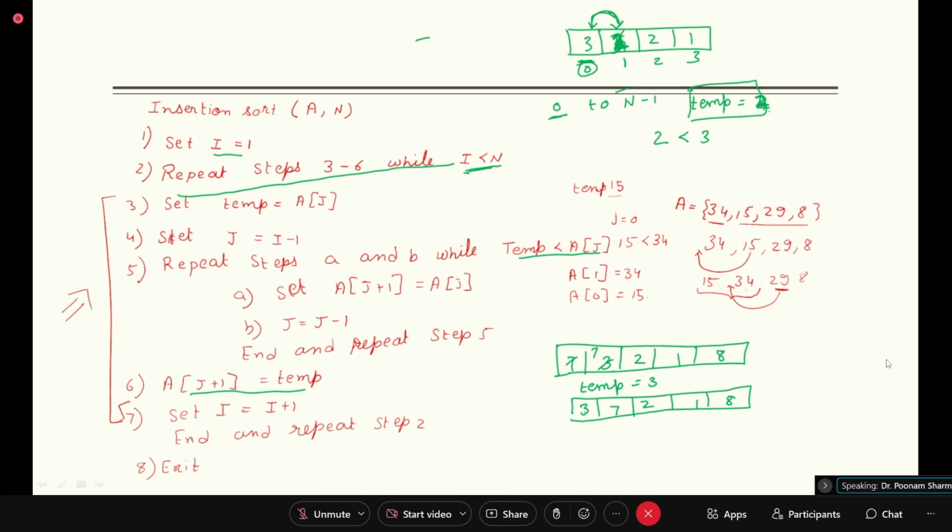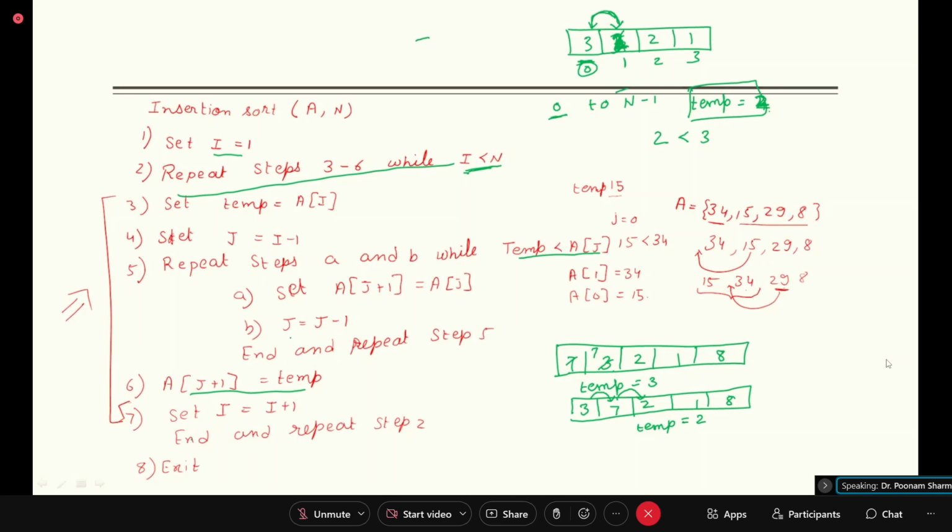This is fine when you are having two elements. Now, if I talk about 2, so 2 is to be placed here. So again, what you will do, you will put new temp as 2. Now, what is to be done? You have to change the value of 3 to 7, and 7 is to be moved to 2. Okay, so you have to shift two values.